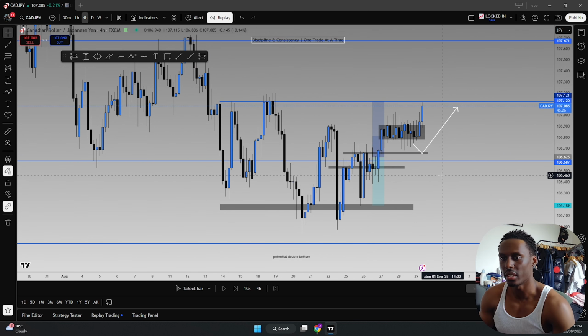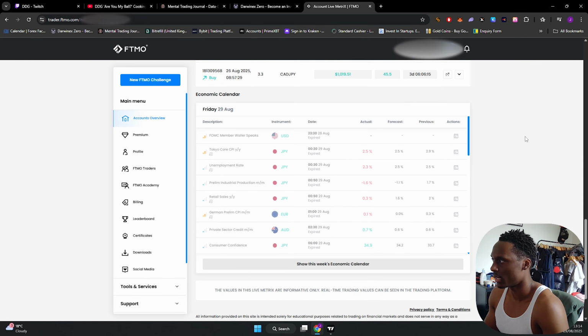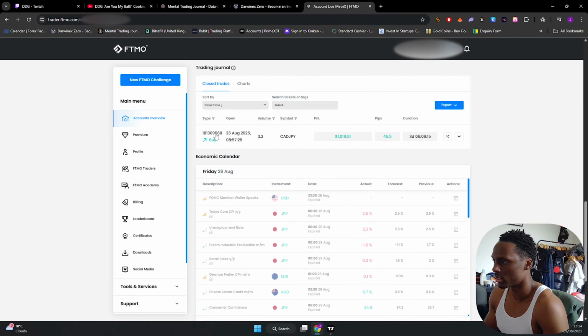First trade on the new funded account that I received as well. Let me show you guys that. As you can see here, boom, first trade I've taken, it's been a 1 hour, and I was in, like I said, 3 days. So yeah, man, that's really that.